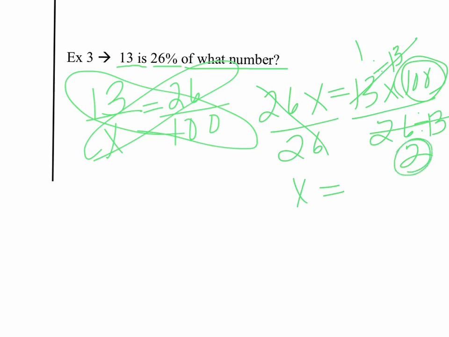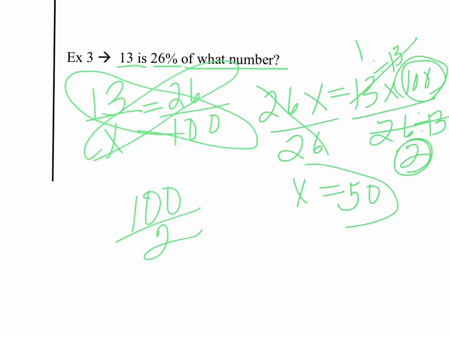You can divide 2 into 2 and 2 into 100, or you could just say, oh, I know half of 100. That's 50. Half of 100 is 50. 100 over 2 represents 50. So my answer for the what number is 50.